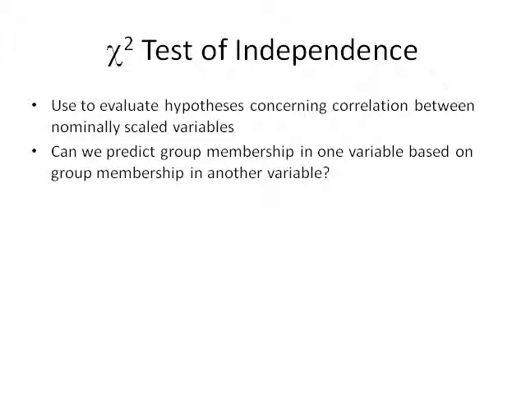So the issue is, can we predict someone's group membership in one variable based upon their group membership in another variable? The chi-square distribution and some of the chi-square tests will allow us to explore hypotheses involving variables measured using nominal and sometimes ordinal, but mostly nominal scales of measure.